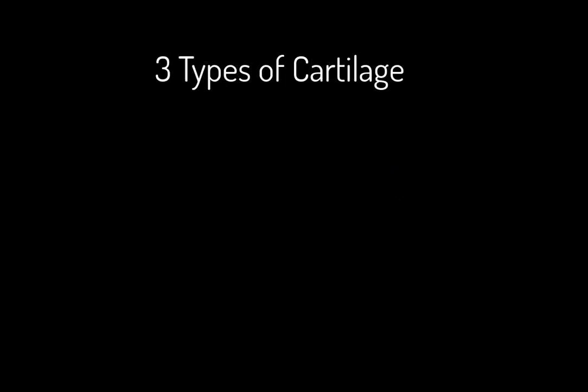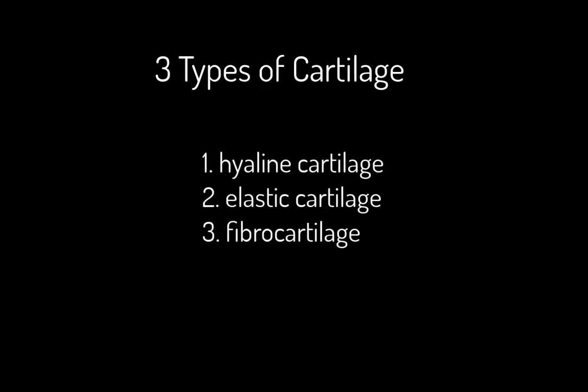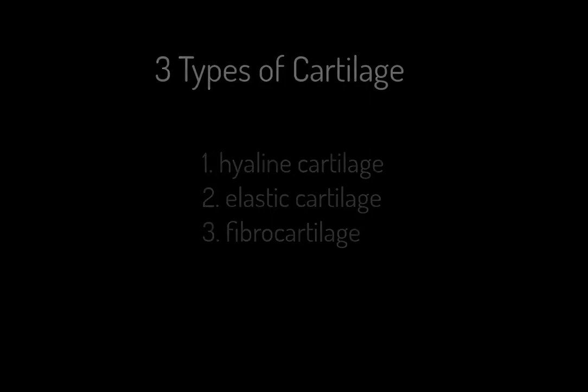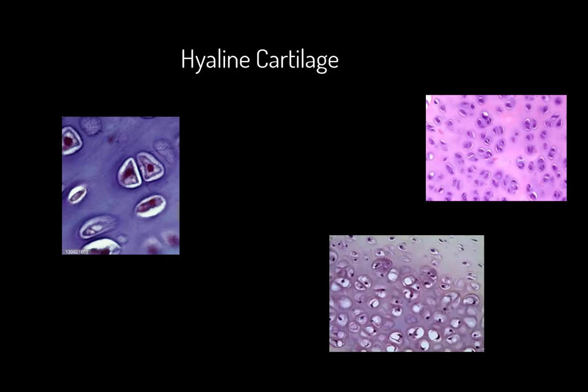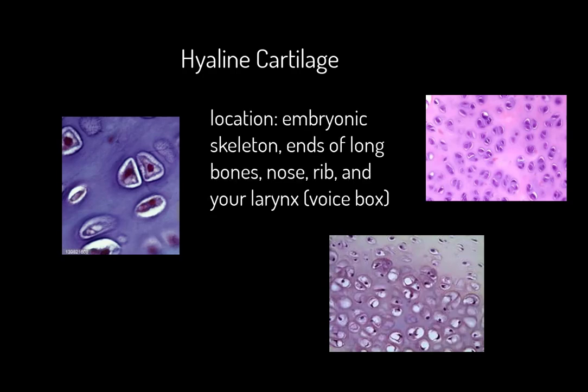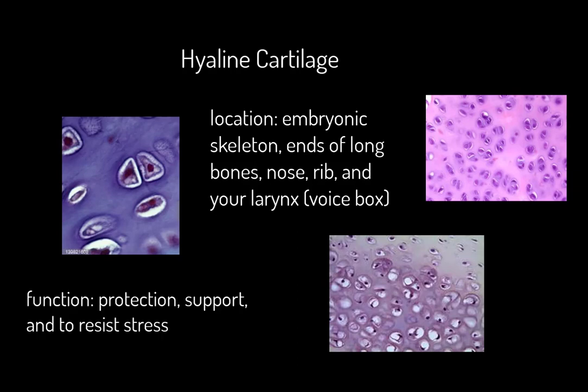Still under connective tissue, we're going to move on to the different types of cartilage. There are 3 different types of cartilage: hyaline cartilage, elastic cartilage, and fibrocartilage. Hyaline cartilage is found in the embryonic skeleton, at the ends of long bones, the ends of your ribs, the tip of your nose, your voice box called your larynx, and its function is protection, support, and to resist stress.